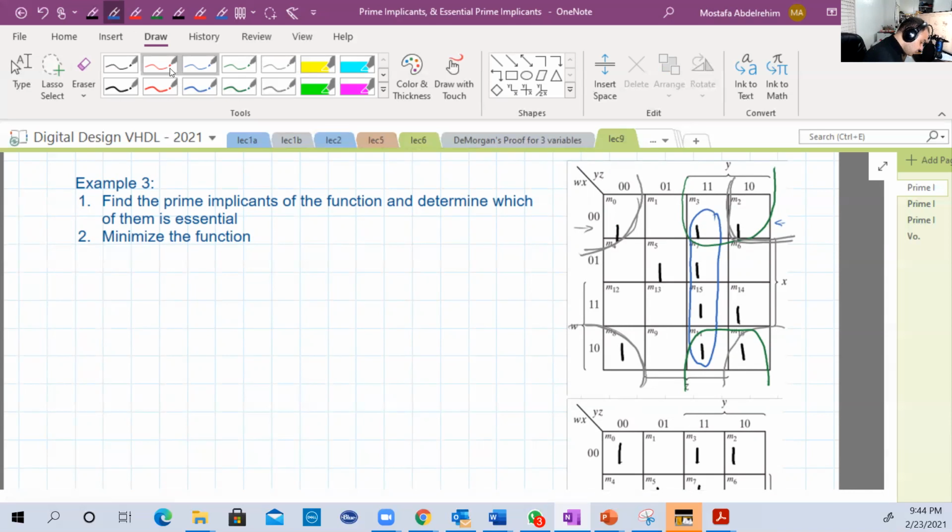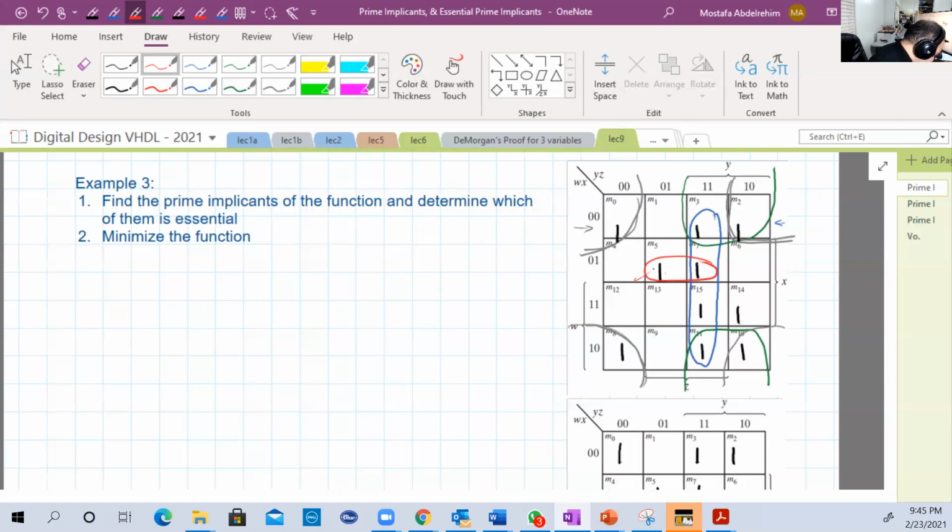Good. So let's go to the second row. This one here can be grouped only with its adjacent one, which is that one here. It doesn't have any other adjacency. And look, guys, this gives you a clue that this red prime implicant is also essential, because that guy doesn't belong to any other group in the Karnaugh map.